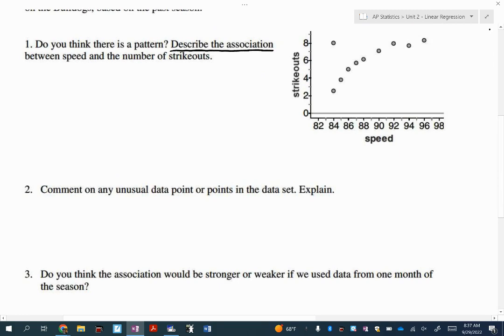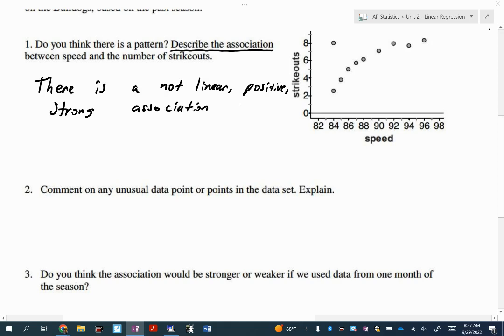All right? So what do I need to be thinking when I answer this question? I'm going to go direction, form, and strength. But the order doesn't matter. All right? So let's go with Ezekiel. How would you describe the association from this scatter plot? Non-linear, positive, strong. Okay, so you're going to go with there is a not linear, positive, strong association. Don't forget the context, Ezekiel, right?